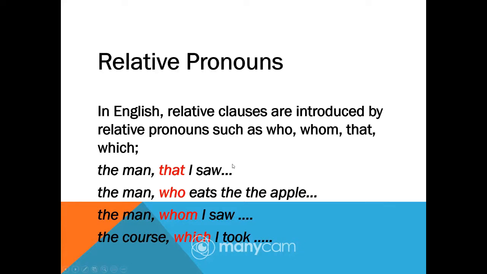In English, relative clauses are introduced by relative pronouns such as who, whom, that, which. So the man that I saw, the man who eats the apple, the man whom I saw, the course which I took. There's a bunch of them in English, and they appear at the beginning of the relative clause, and they make reference back to the noun in the main clause that has been qualified by the relative clause.